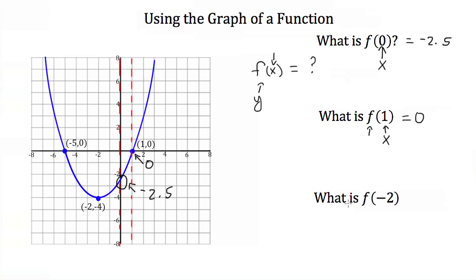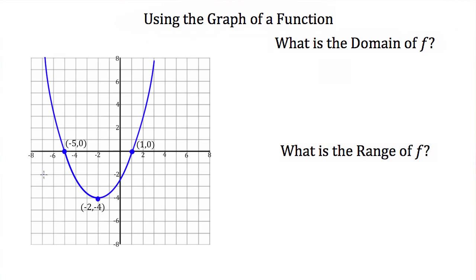We're also asked what is the function value when x is equal to negative 2. Well, x is equal to negative 2 is right here. If we draw a vertical line, we can see that the only point on our graph that has an x value of negative 2 is this point right here. This point's y value is negative 4, so our function value when x is equal to negative 2 would be negative 4.